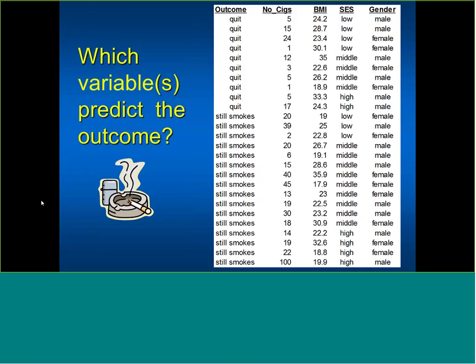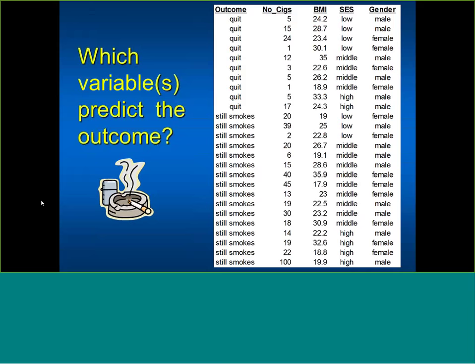What if I have a more complicated model and I want to predict the outcome? A lot of times we want to do this in medicine. We want to predict who's going to live, who's going to die, who's going to succeed in quitting smoking, who's not. So my outcome is that the patients either quit smoking or they're still smoking at the end of my intervention.